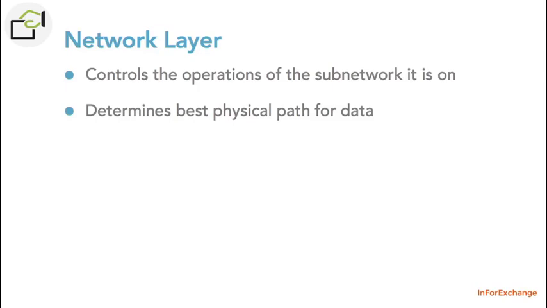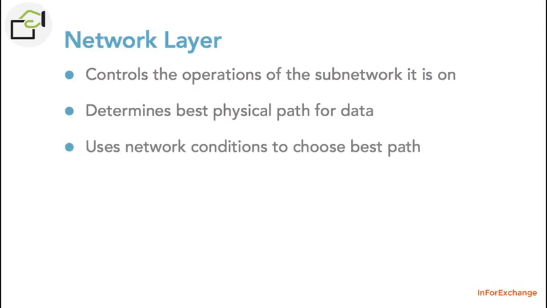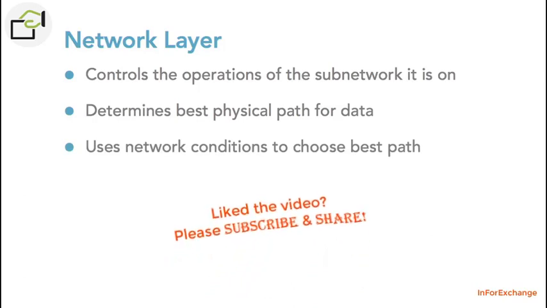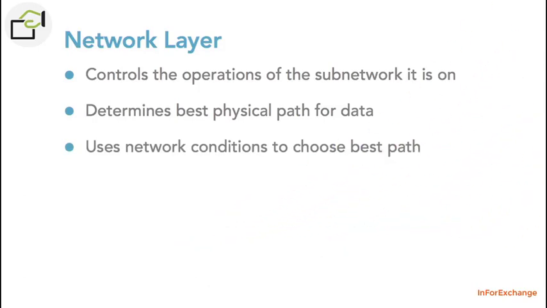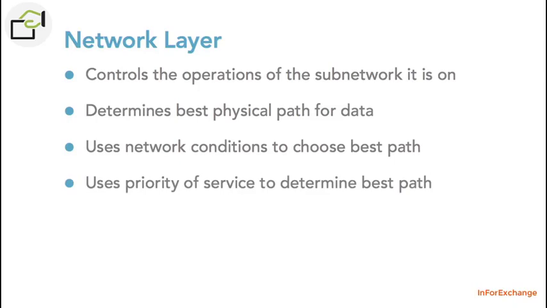One such metric is the condition of the chosen path. In other words, the network layer is able to look at conditions on the network such as congestion, whether a node is down, whether there's a lot of traffic, things like that, to help determine or help choose the best path that a data packet can take to get to where it needs to go. Another way that the network layer can determine the best path is to look at the priority given to different paths on the network.